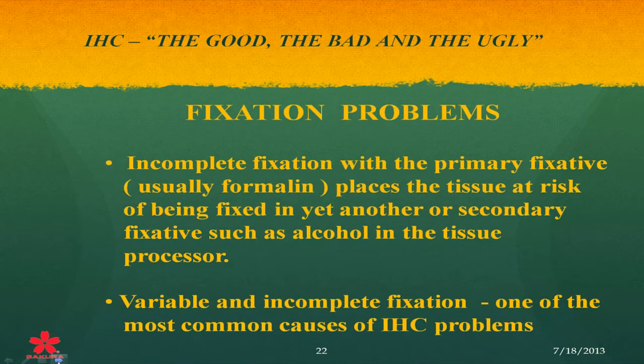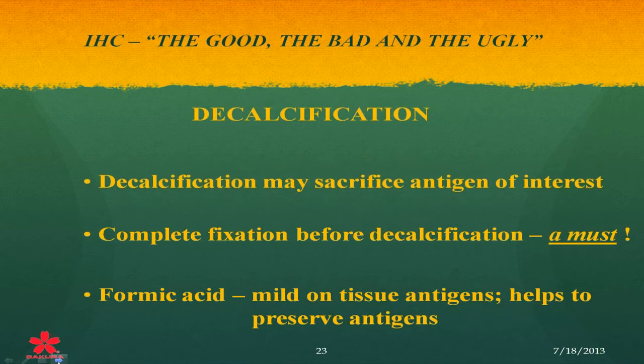Incomplete fixation with the primary fixative, which is formalin, places the tissue at risk of being fixed in yet another or a secondary fixative, such as alcohol in the tissue processor. And lots of times we don't think about that. Variable and incomplete fixation is one of the most common causes of IHC problems. So if you are having IHC problems, the first thing you need to check is your processor, the times on your processor.